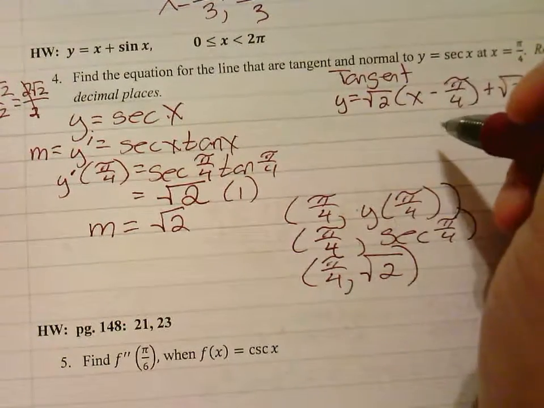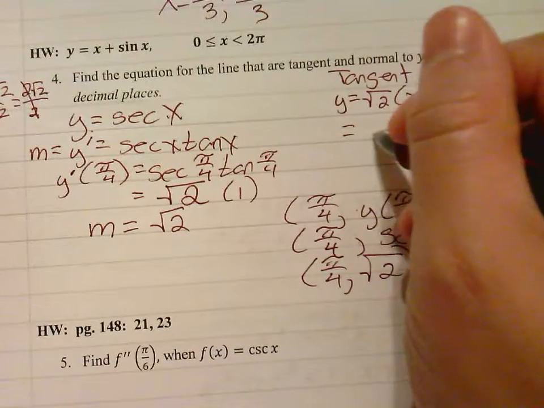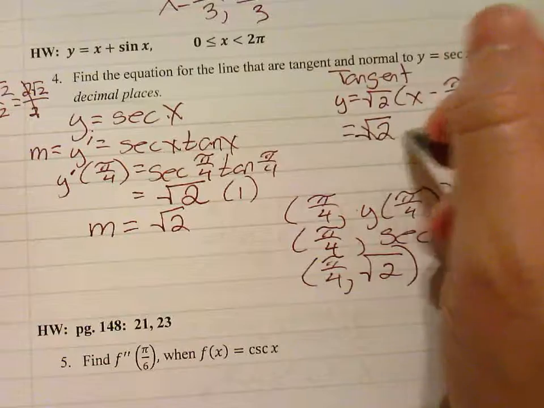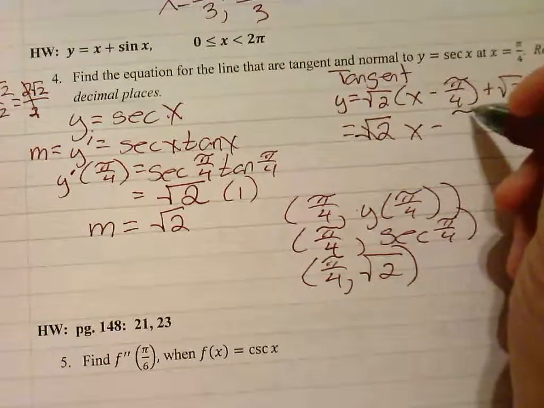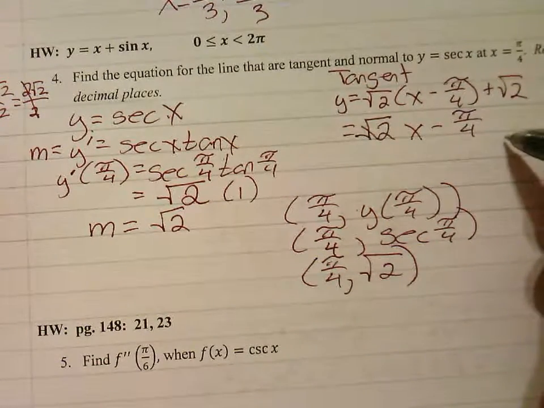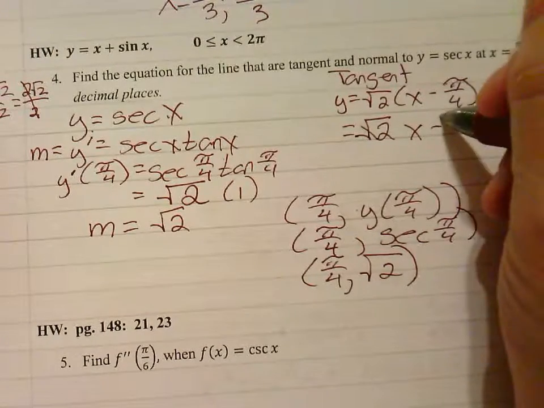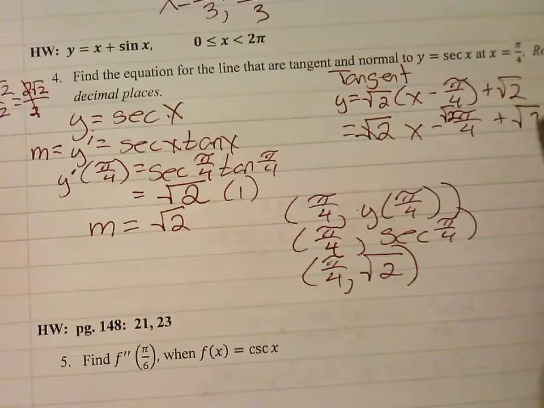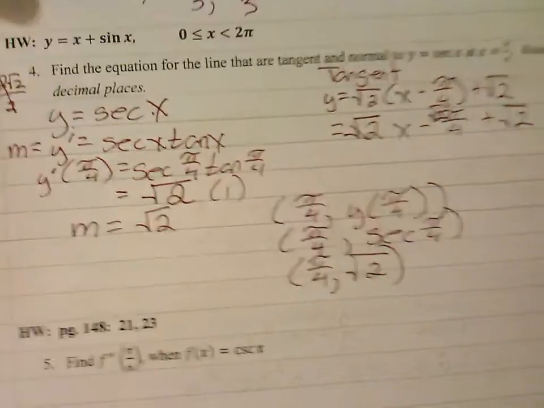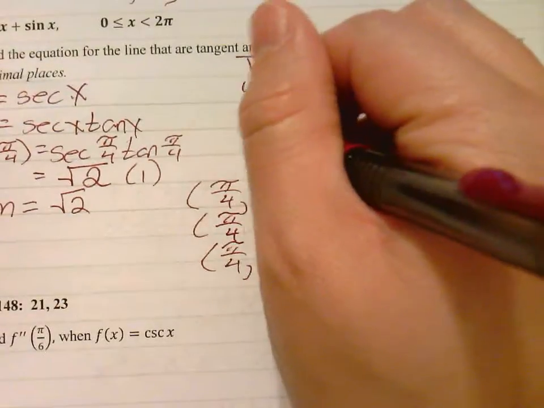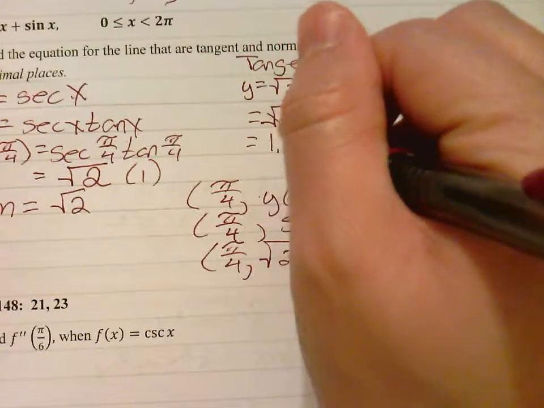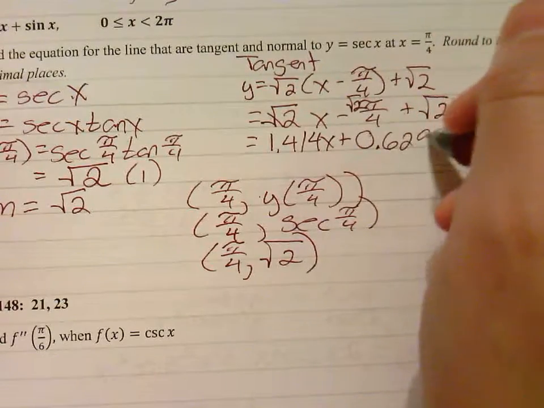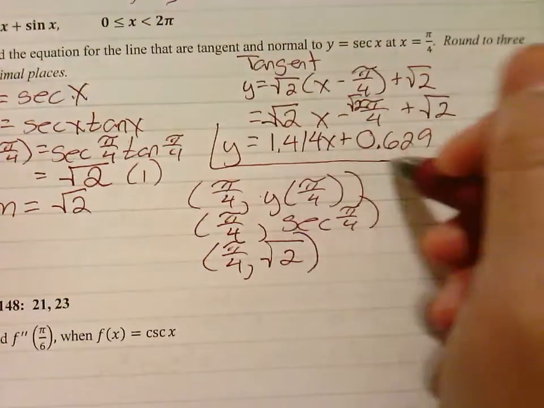Okay, so you can either put in decimal notation or just write it like this. Your book will probably do that. So square root of 2 x minus pi over 4, well, square root of 2 pi over 4. This is why I said to use decimals, plus square root of 2. But I don't feel like getting my calculator out, so decimal form is going to be 1.414x plus 0.629. That's the tangent line.